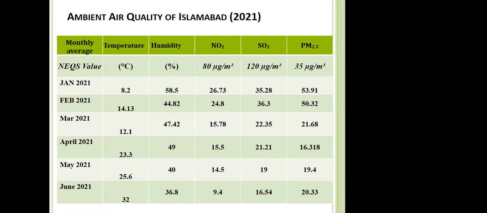And this is the latest data, the last 6 months of 2021. In January, PM 2.5 was very high, 53.91, and in February, 50.32. In March, it is about 21.68 when temperature is increasing. And April, May, June, if you see the month of June, in a few days, we also have PM 2.5 very high. But other parameters are in a normal state, like they lie within the NAQS. Actually, our air quality station records many other parameters, such as total hydrocarbon, non-methane, methane, ozone, but they didn't fall within the NAQS, so we didn't report them. We report only these main parameters.